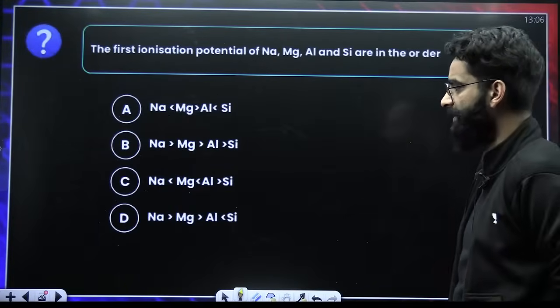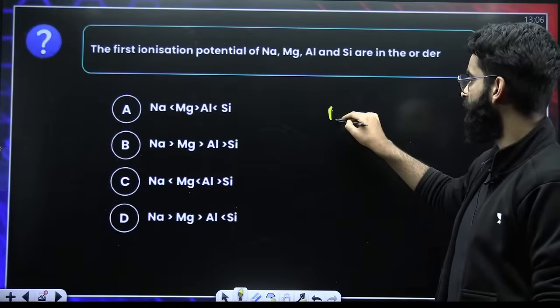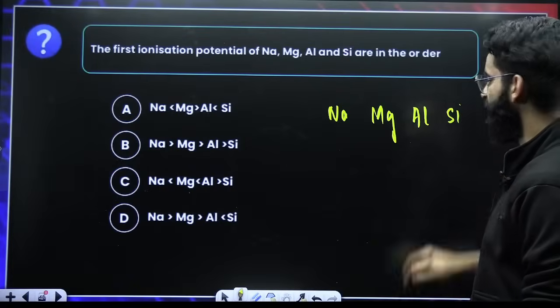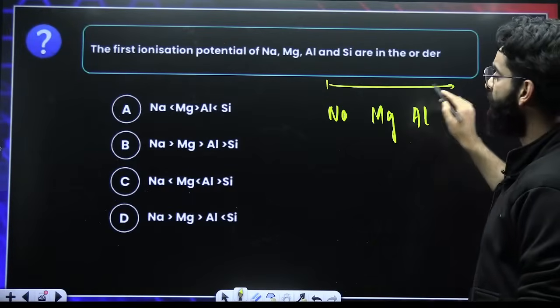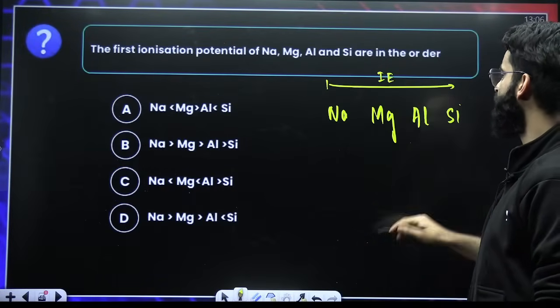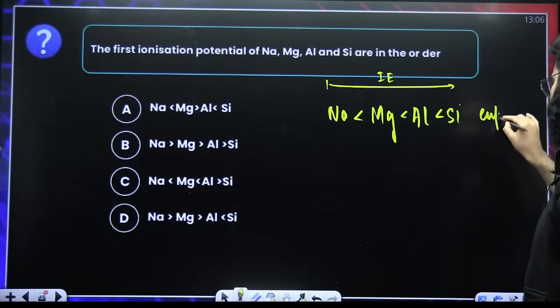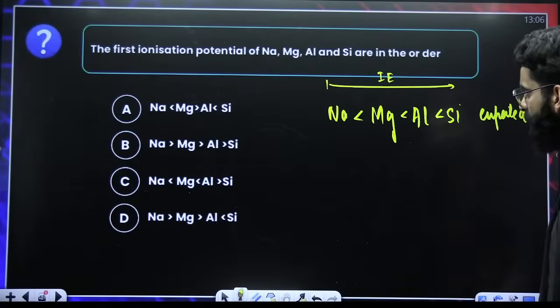Sodium, magnesium, aluminum, silicon. They belong to the same period, right? On moving from left to right, ionization energy increases. So this has to be the order. This is the expected order. But is this going to be the actual order?